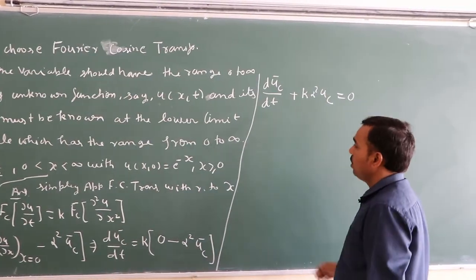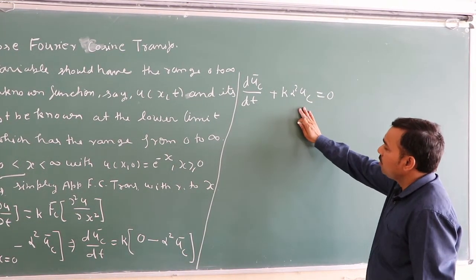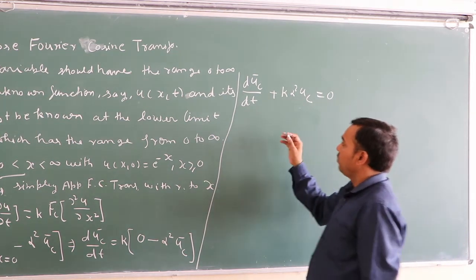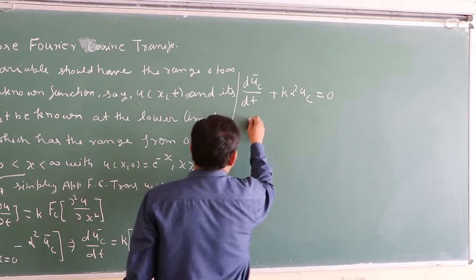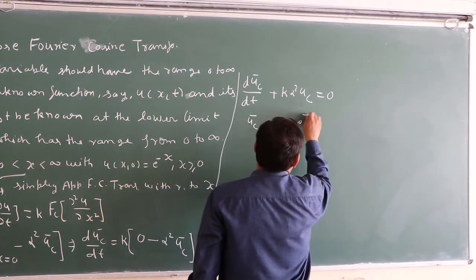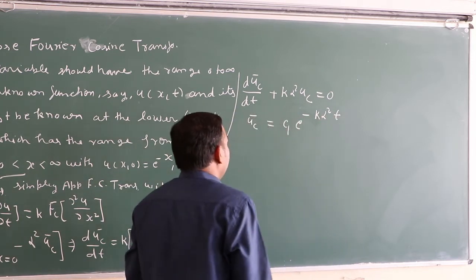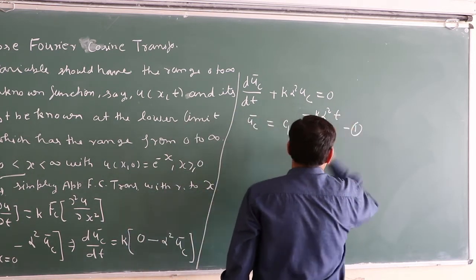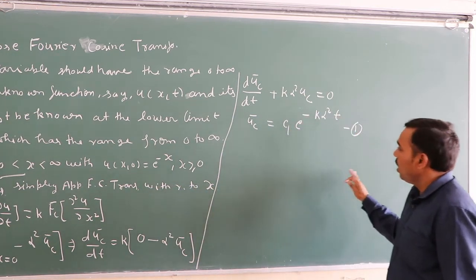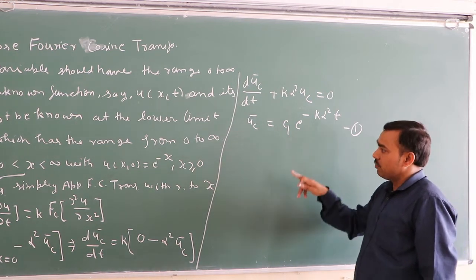So you see, this is a first order differential equation with constant coefficient, and we know that the solution of this equation is u_c bar equals c1 e^(-k alpha² t). Say this is equation 1, given that u(x,0) = e^(-x). Now our motive is to find the value of the constant c1.